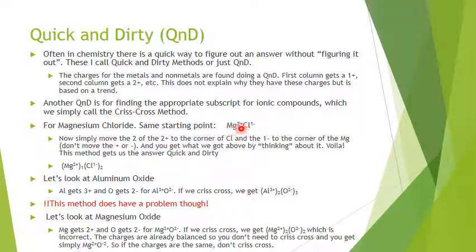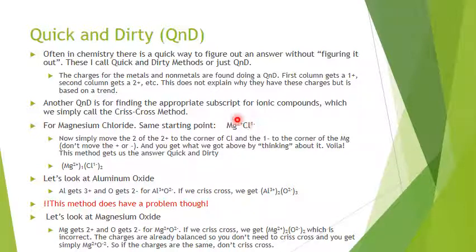Okay, so Mg2+ and Cl1-. Now what you do is you take the number 2 and the number 1, not the charges, and you crisscross it. So you move the 2 over here and the 1 over here. And so you have Mg1 Cl2. And there's your answer. It's a quick way to come up with the answer just by crisscrossing.